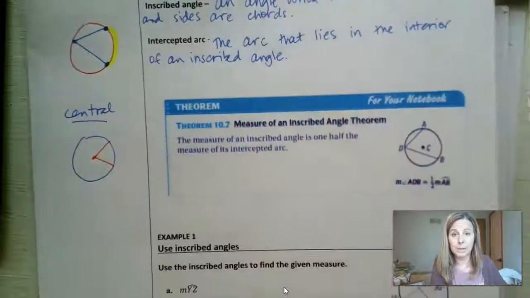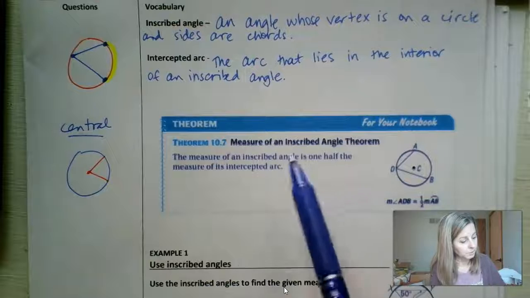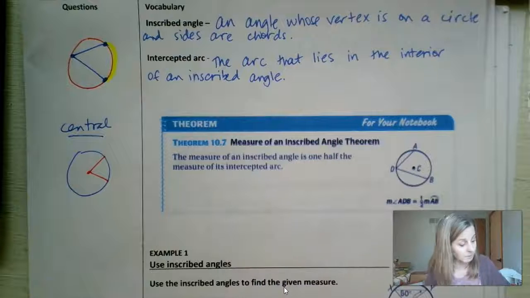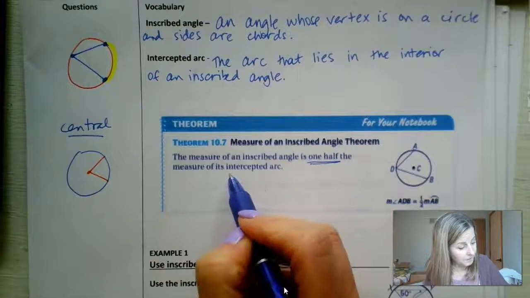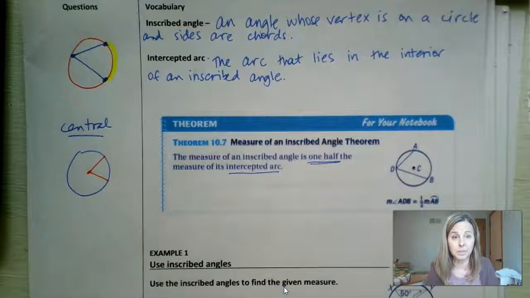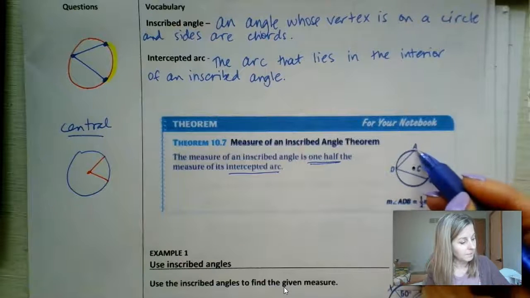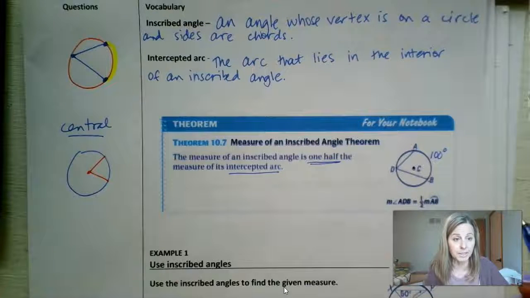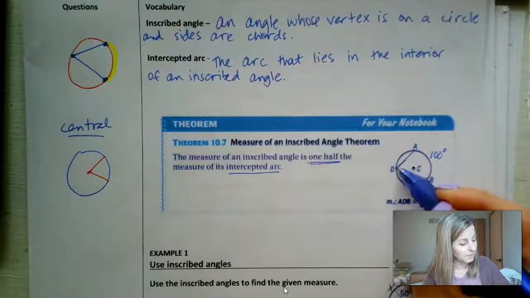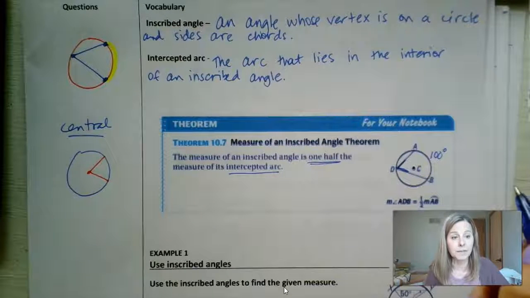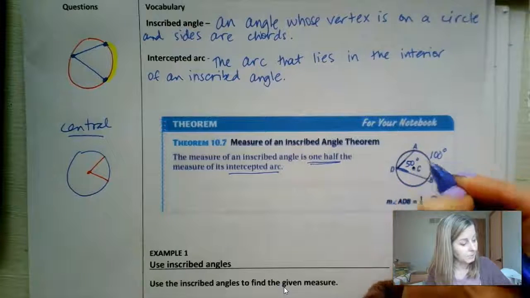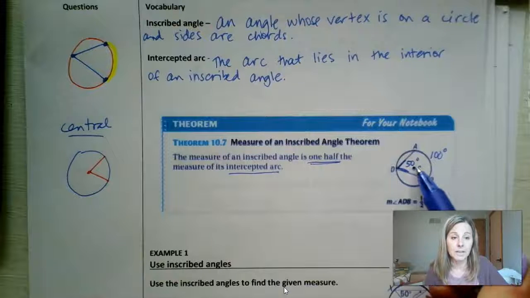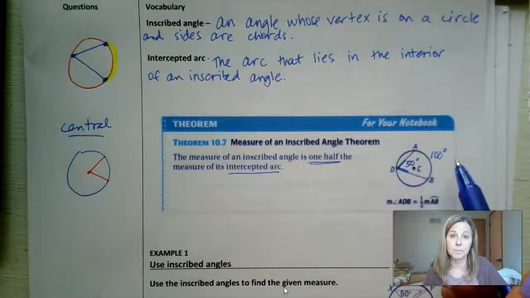Okay, so what properties does an inscribed angle hold? We have a theorem called the measure of an inscribed angle theorem. The measure of an inscribed angle is 1/2 the measure of the intercepted arc. So for example, if arc AB was 100 degrees, angle D here in the middle is going to be exactly half of that arc. So that means angle D would be 50 degrees. So the relationship between arc and angle is the angle is half the measure of the arc.